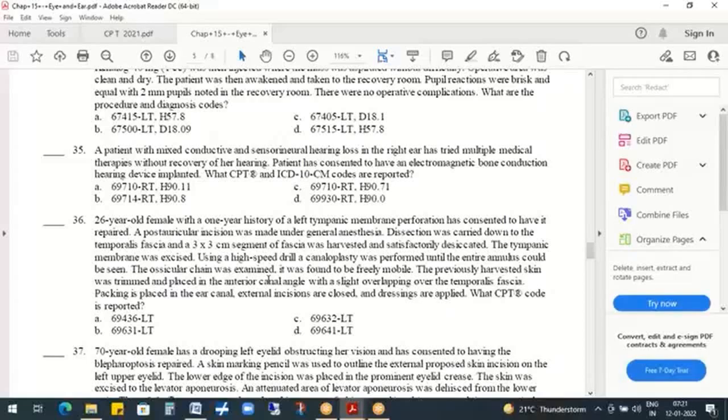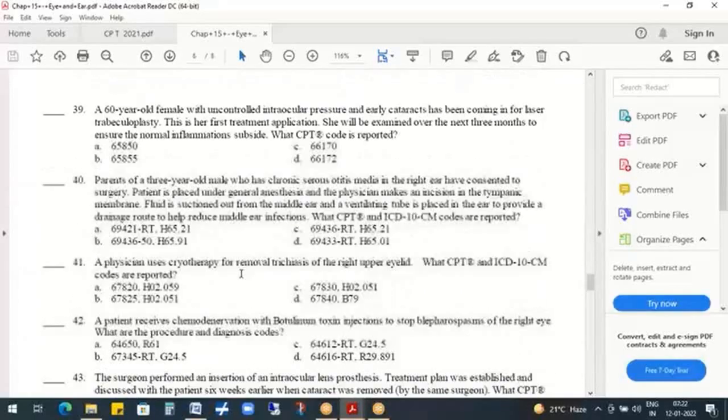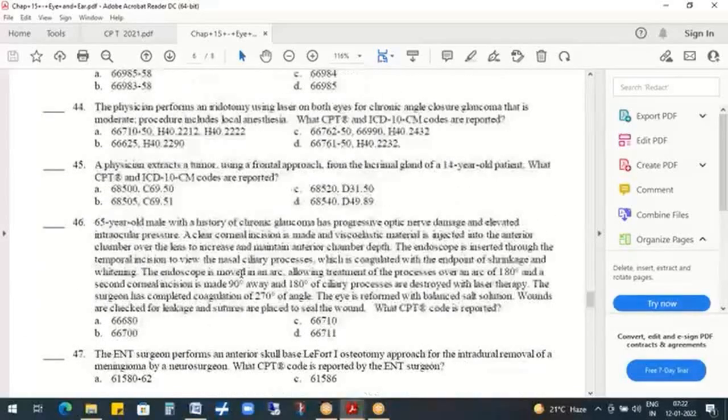Conductive sensorineural hearing loss, medical therapies. What is your answer? The patient is consented. C, everyone? C, sir. Any other answers? Okay, next question. 37, sir. 37 and 38.